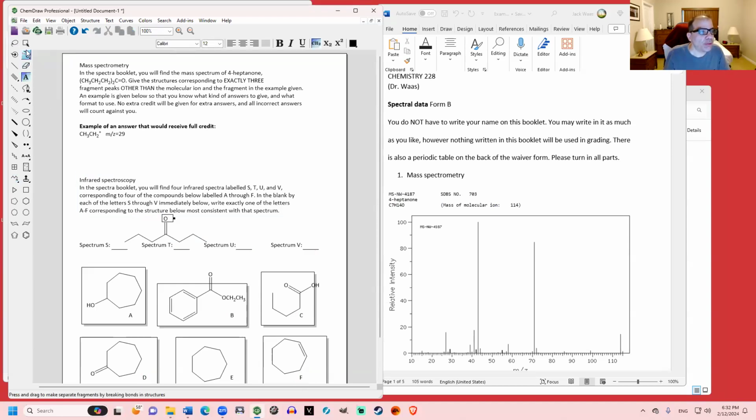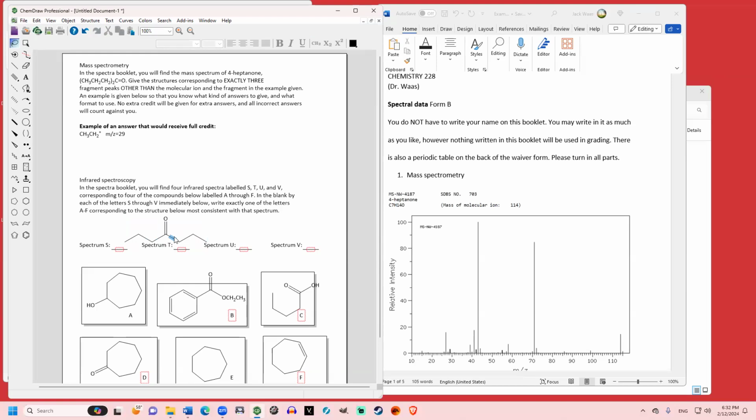So there's the structure of the compound. And in class, we discussed how it is that ketones fragment. We said they undergo alpha cleavage, which means breaking either this bond or this bond, though in this case, it doesn't matter which because the compound is symmetrical. So that's going to be one bond we can break.